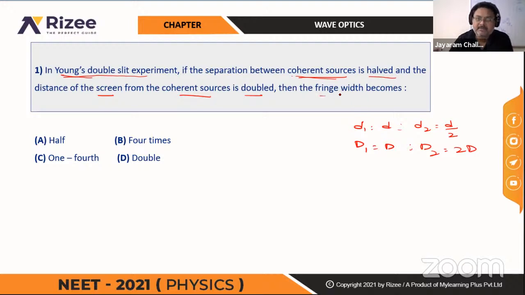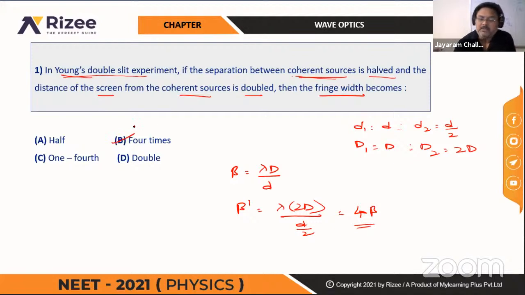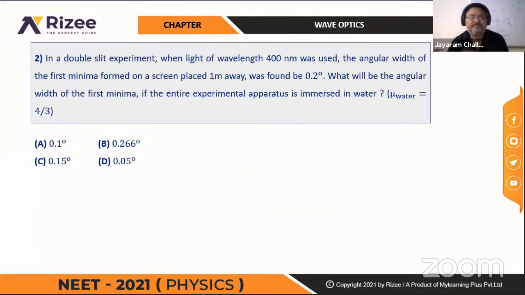So what will happen to the fringe width? What is the relation of the fringe width? That is beta is equal to lambda into capital D by small d. So the new value beta dash is equal to lambda into 2 into capital D by small d by 2, or it is 4 times of beta. So that means your fringe width will be increased by 4 times.